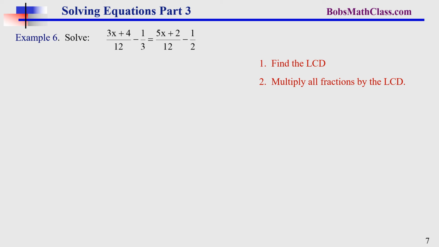If you make a mistake like using 24 for an LCD, it'll still work. It'll just have bigger numbers and more reducing at the end. So if you use a number that's too big, it's not really a problem. But 12 is our LCD. So everybody gets a 12. Now we're going to reduce.